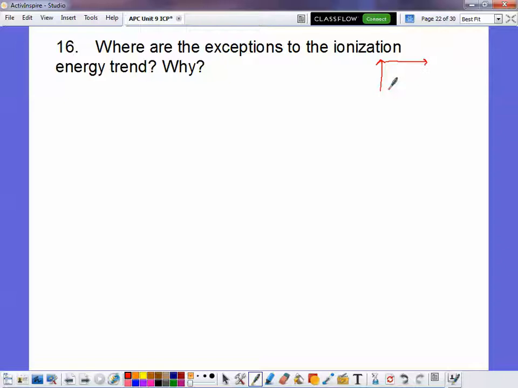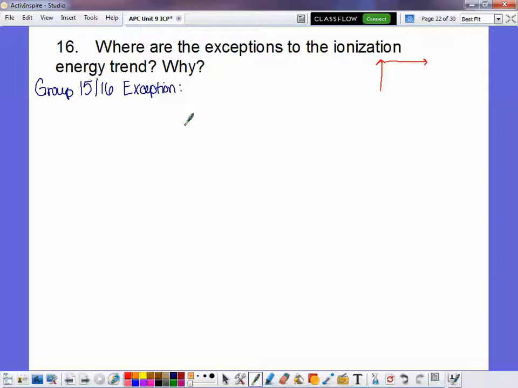Like I said, there are two big exceptions. Just so you're aware, I'll pretty much fill up my board here, so budget your space on your paper. The first exception to the trend is the group 15-16 exception, or anomaly.